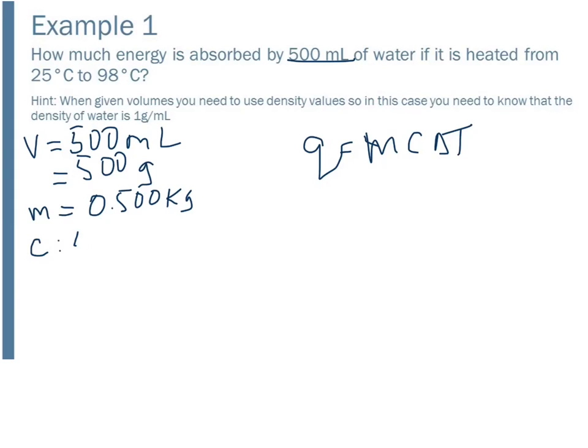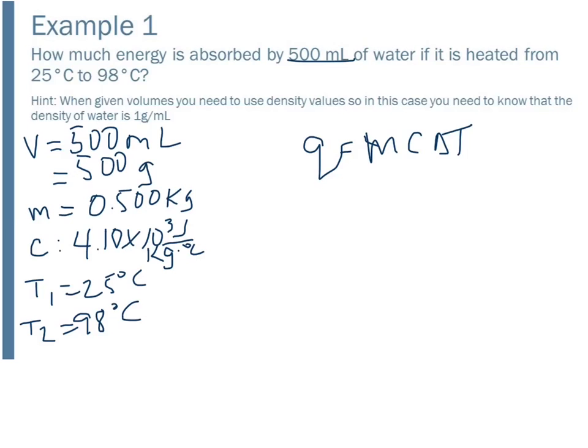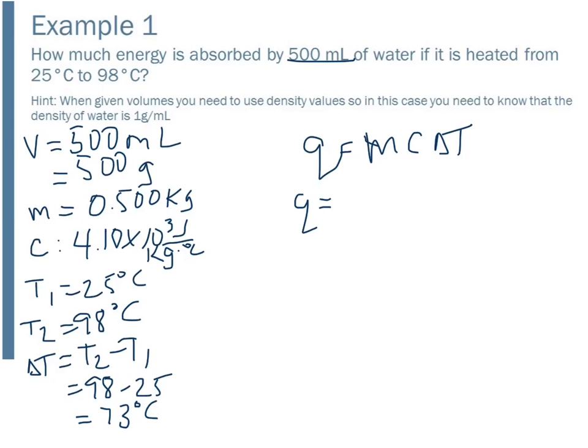And then you go and look up the C value, 4.18 times 10 to the power of 3 joules per kilogram dot degrees Celsius. And then we have T1, 25 degrees Celsius, T2, 98 degrees Celsius, and then we can figure out our delta T by doing T2 minus T1. So we would do 98 minus 25, so we get 73 degrees Celsius. So we don't have to rearrange the equation. We can just go ahead and put our information in.